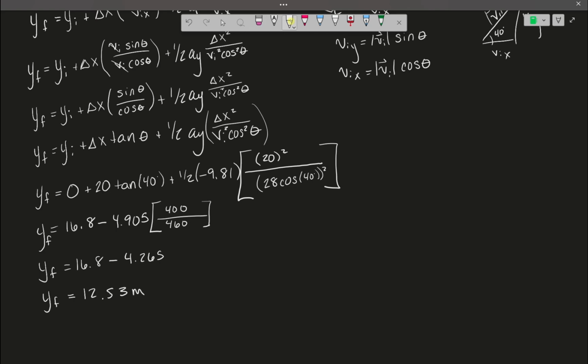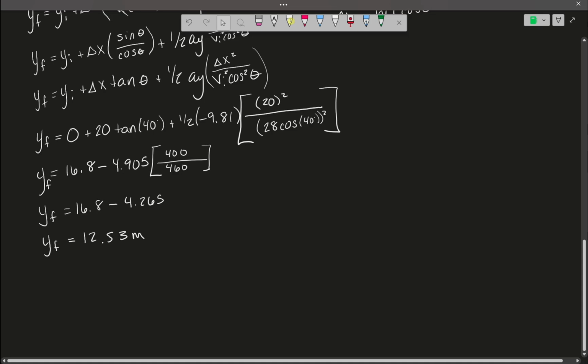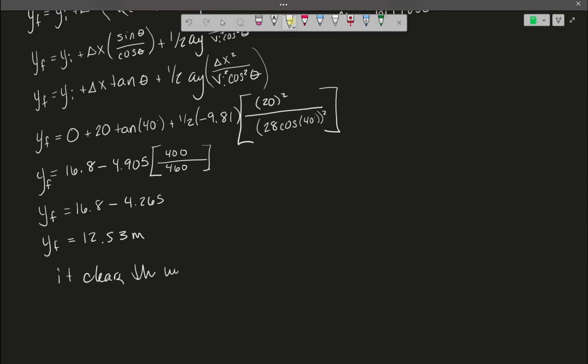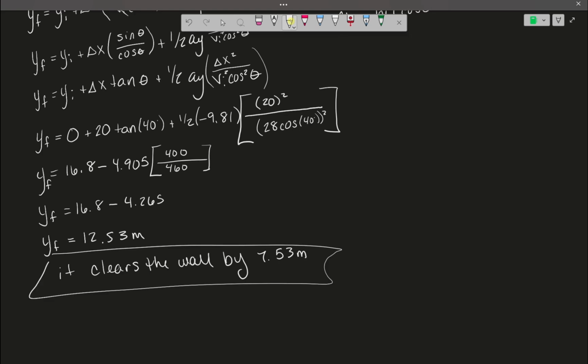So because the wall is 5 meters high, this is absolutely going to clear the wall, but it asked us by how much does it clear the wall. So it clears the wall by 7.53 meters, and that should be the solution to this problem.